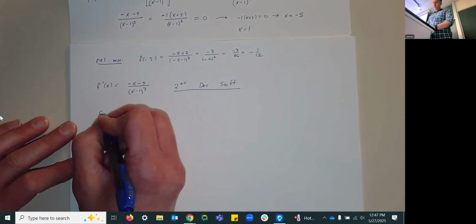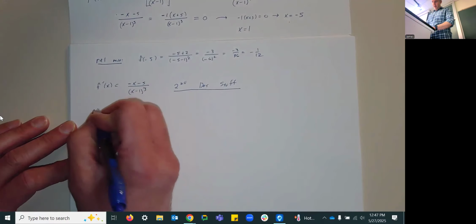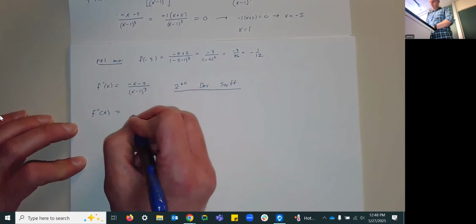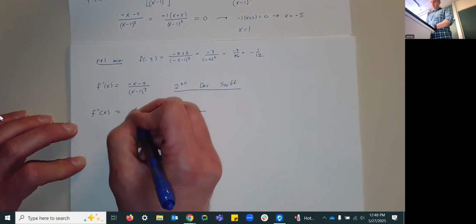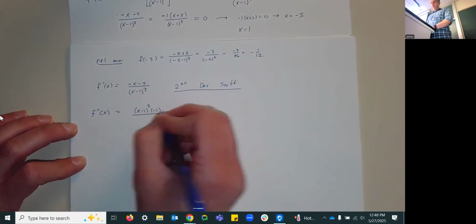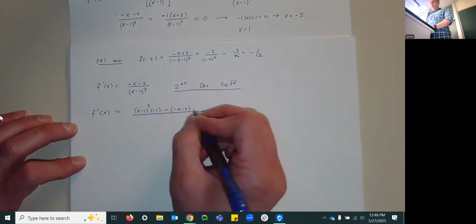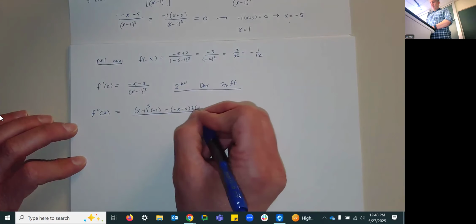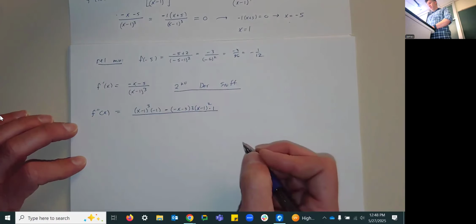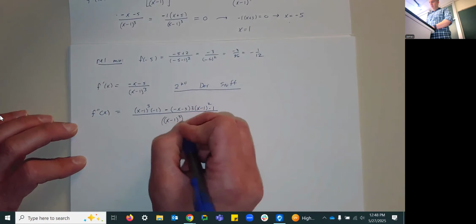So, all right, second derivative. I'm like, how do I do this again? Second derivative. Okay, so it's again the quotient rule. Now let's be extra super careful here. It's the denominator times the derivative of the top, which is -1, minus the top, which is -x minus 5, times the derivative of the bottom, which is 3 times x minus 1 squared, times the derivative of the inside, which is still just 1. All divided by my denominator, x minus 1 cubed, squared.